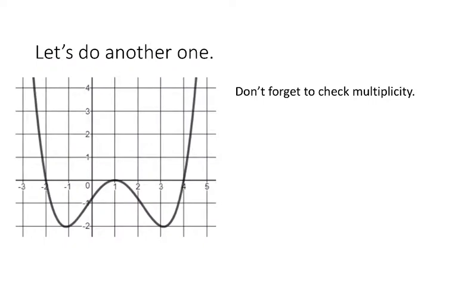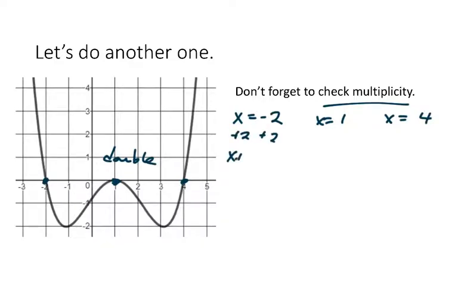Let's do another one. Don't forget to check multiplicity of zeros here. So we've got one here, another 0 here, and we also have a bounce here, which means it's a double 0. So I've got x equals -2, x equals 1, and x equals 4. I'm going to turn these all into zeros. So add 2, x plus 2 equals 0. Minus 1, x minus 1 equals 0. Minus 4, x minus 4 equals 0.